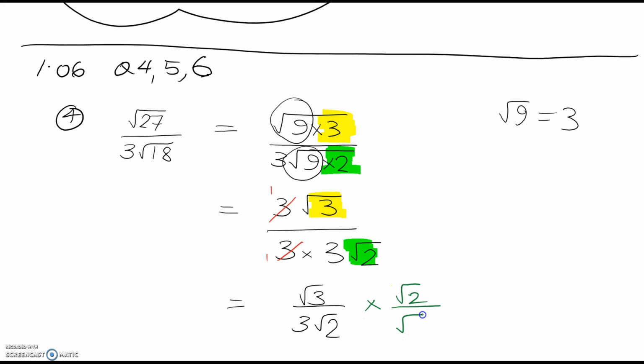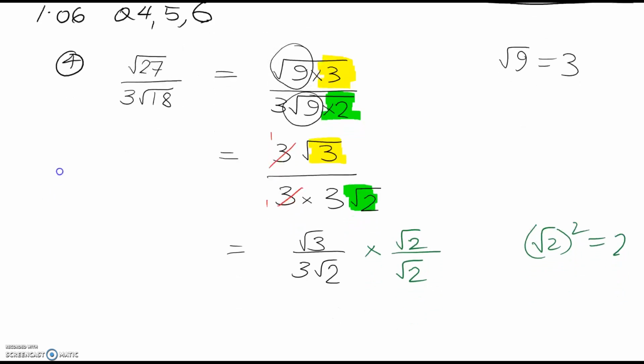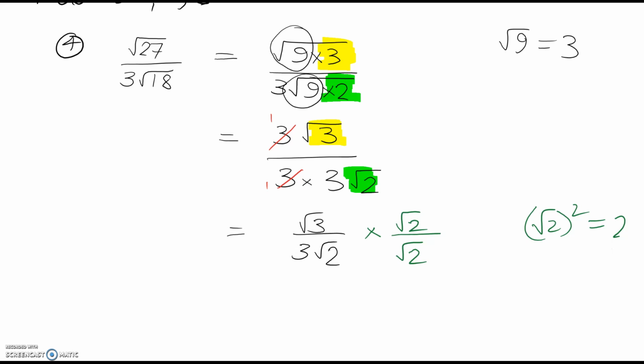The square root of 2 is a good choice because the square root of 2 squared is 2. And that's neat because that gets rid of my root in the denominator. So let's carry on.